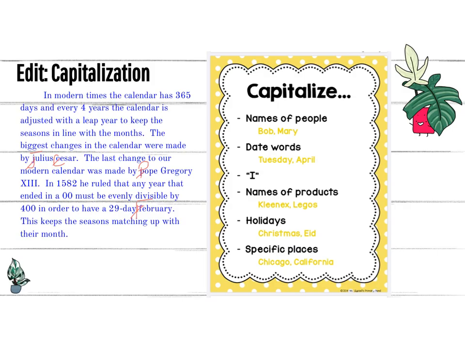So make sure that you reread your writing slowly and carefully, looking for each piece individually. So go through it first and look for names of people, then date words, then names of products. Make sure the pronoun I, if you happen to use it for some reason, holidays, or specific places. So go through each one by itself, because if you try to just edit for all of these pieces at once, chances of you missing something are a lot higher. So remember, read it slowly and carefully. Take your time.